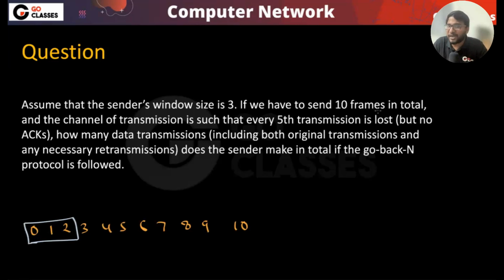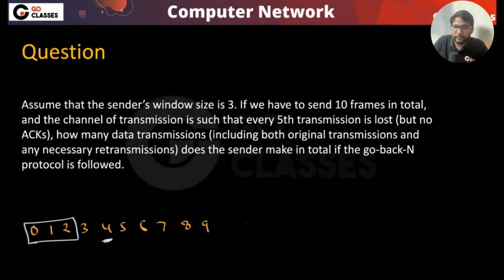If we have to send 10 frames in total, which means maybe 0 to 9, and the channel of transmission is such that every 5th transmission is lost. They are saying every 5th transmission is lost, which means you will be sending 0, 1, 2, that's fine. But which one will be lost? Here, 0, 1, 2, 3, 4, this packet number 4 will be lost. Which means you will keep on sliding based on the ACK, but there will be a moment that 4 will be the base. Are you getting my point?